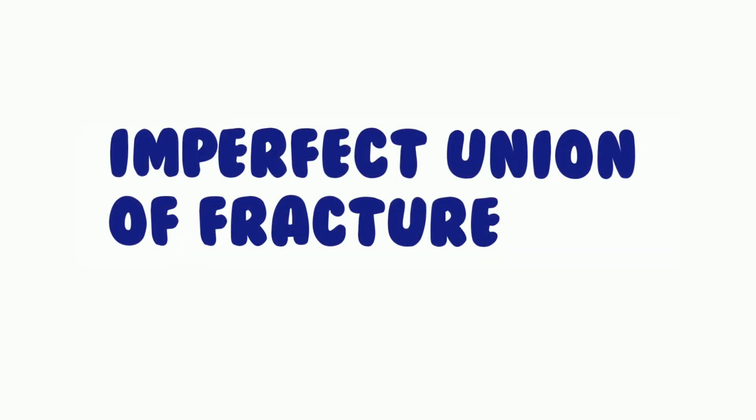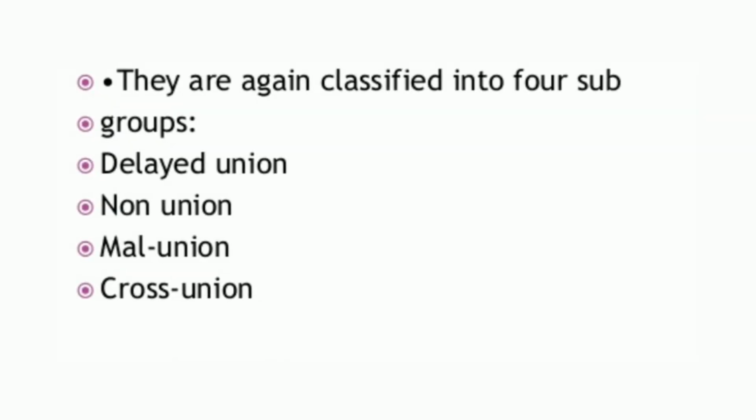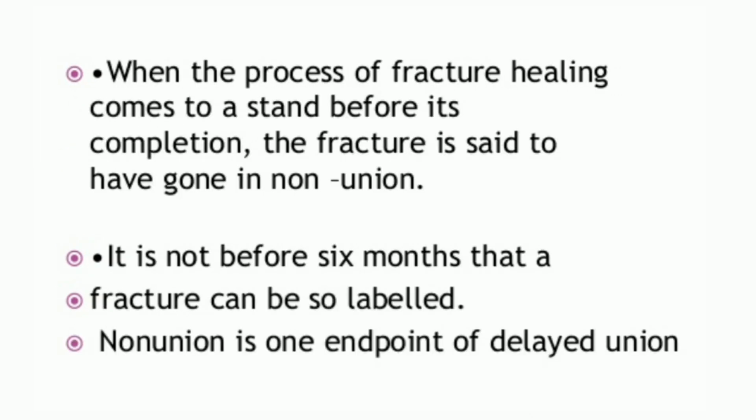Imperfect union of the fracture is again classified into four subgroups: delayed union, malunion, non-union, and cross-union. Non-union: when the process of fracture healing comes to a standstill before its completion, the fracture is said to have gone into non-union. It is not before 6 months that a fracture can be labeled as non-union. Non-union is one endpoint of delayed union.